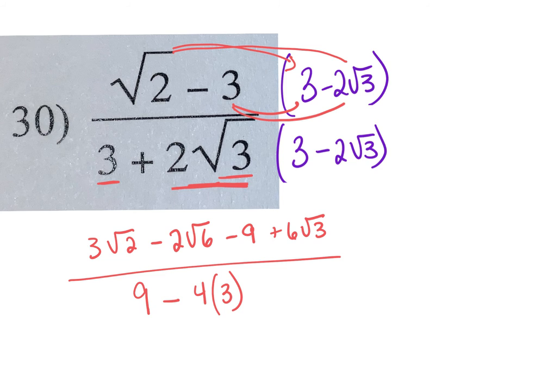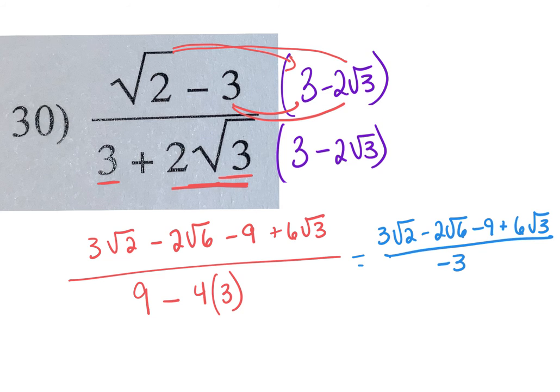In the numerator, there are no like terms. That is your numerator. He's hideous, but he's your numerator, okay? So in the numerator, you end up with 3 square root of 2 minus 2 square root of 6 minus 9 plus 6 square root of 3. In the denominator, 9 minus 12 is negative 3, okay?